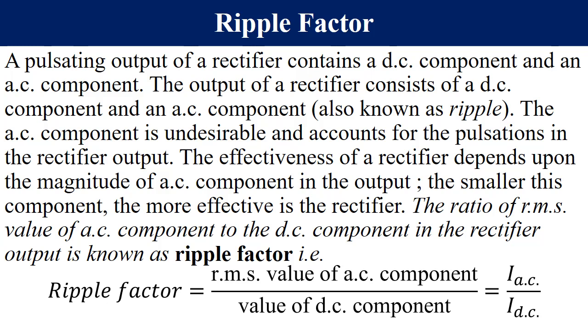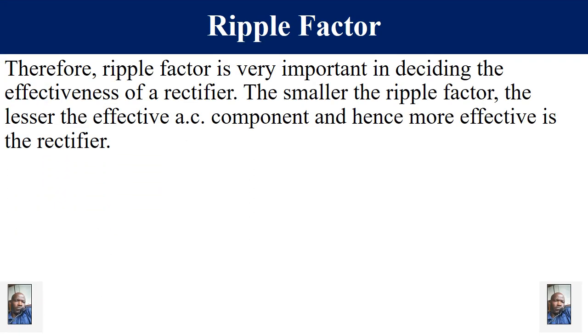The effectiveness of a rectifier depends upon the magnitude of the AC component in the load, which means the lower the better. The smaller the AC component in the output of the filter, the more effective the rectifier is. Ripple factor is very important in that it decides the effectiveness of a rectifier. As I said, the smaller the ripple factor, the less effect the AC components have, hence the more effective the rectifier is.